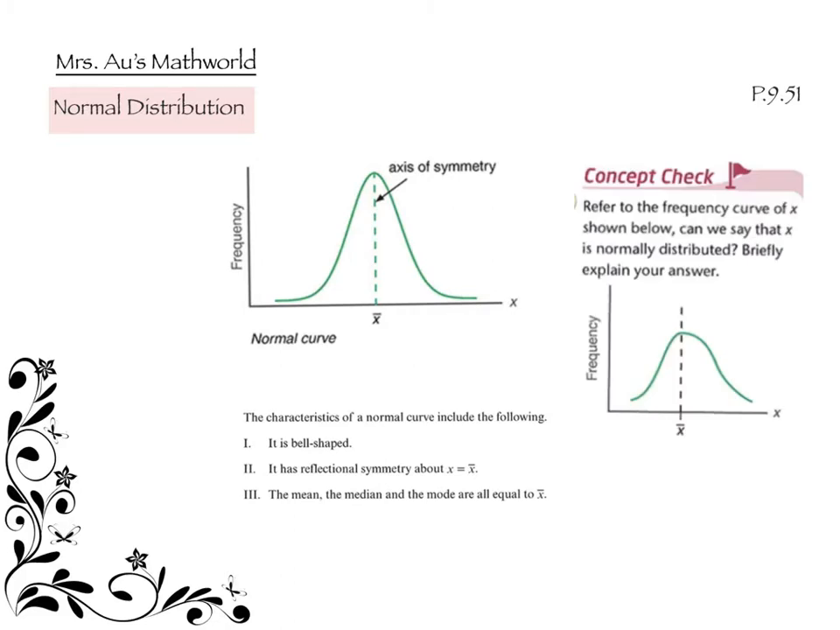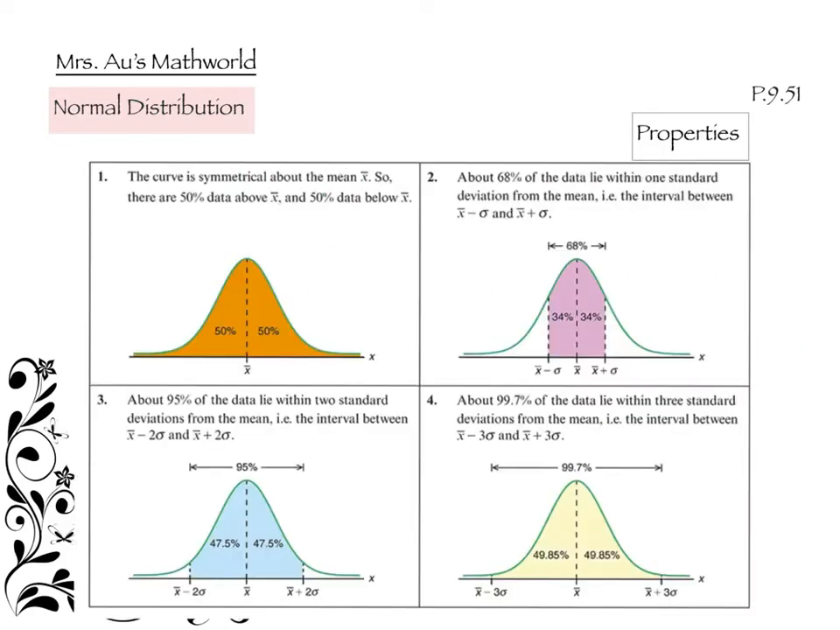So as the graph has to be symmetrical, if you see the concept chart in the same page, this one is not normally distributed because this graph is not bell shaped. It can show a bell shape, but it doesn't have reflectional symmetry. And the median, which means 50% of the data, might be somewhere here, right? So not having 50% is also not correct. Why do we need to learn it? These four properties are very important in normal distribution.